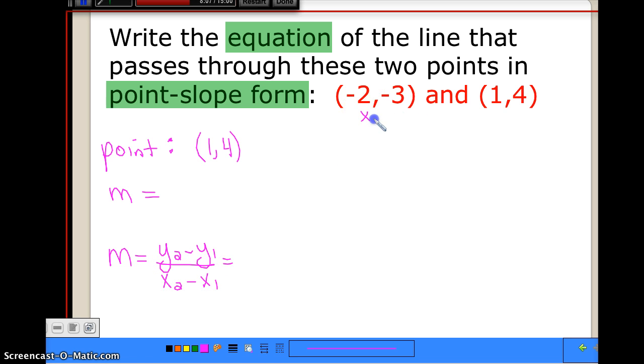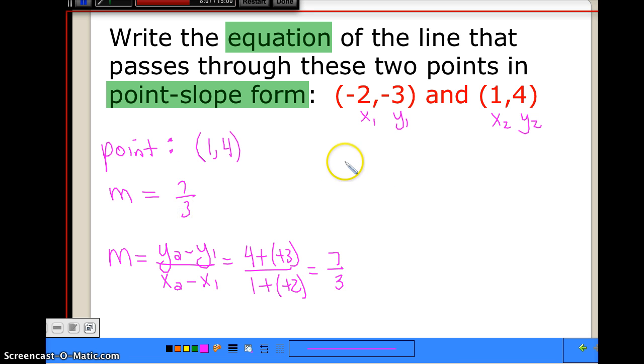Now to find the slope, you're going to need to use your slope formula, which is on your reference sheet. And at some point, you will know that by heart, if you don't already. Don't forget, this is your x and y of your first point, and this is your x and your y of your second point. So substitute in y2 minus y1 over x2 minus x1. So we get 4 plus 3, which is 7, over 1 plus 2, which is 3. So 7/3, leave it as a fraction because slope is rise over run, preferred as a fraction over a decimal.